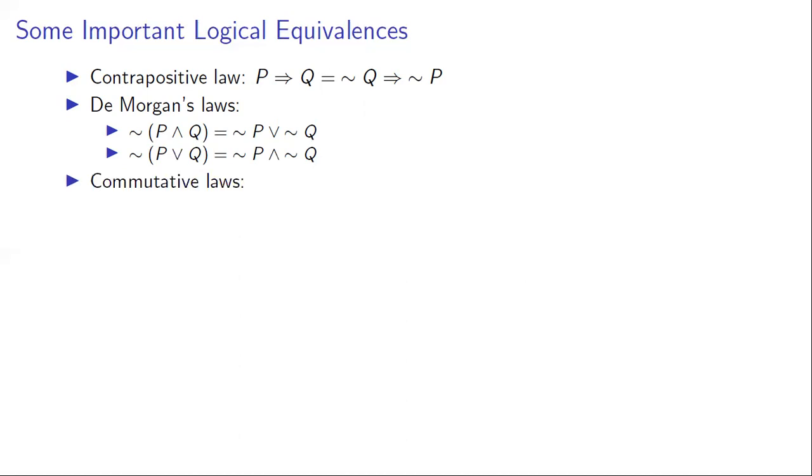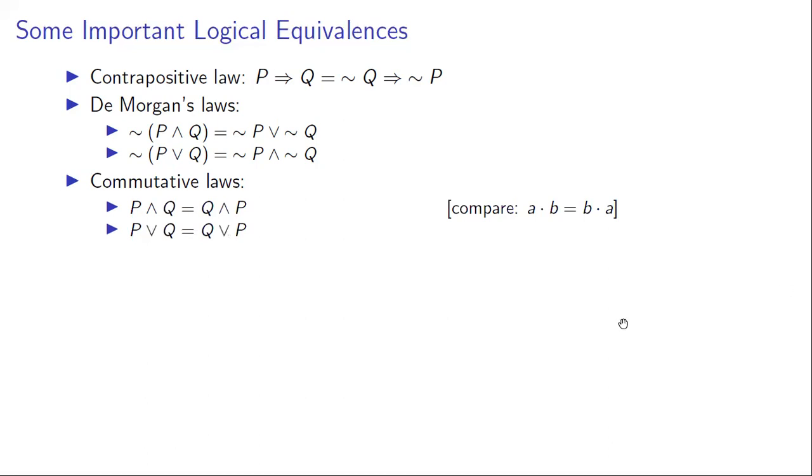Now here are two commutative laws. The first one says that P and Q is logically equivalent to Q and P. This is fairly obvious, right? The order of P and Q doesn't matter. P and Q is the same as Q and P. Now let's compare this with things that we know from algebra of real numbers. A times B is equal to B times A. That's sort of the same. That's also known as a commutative law.